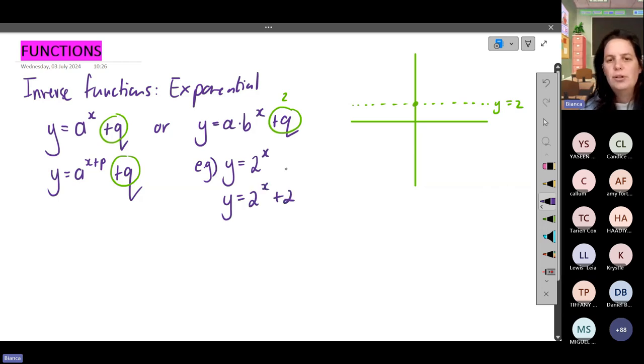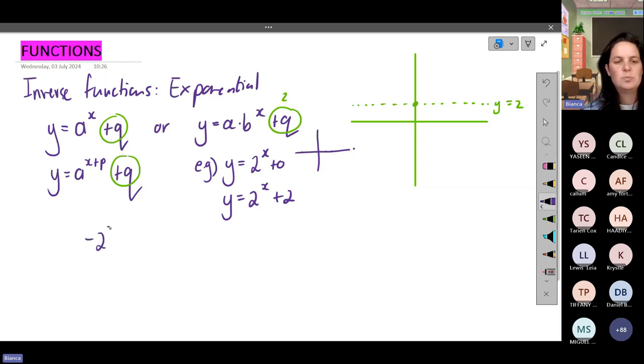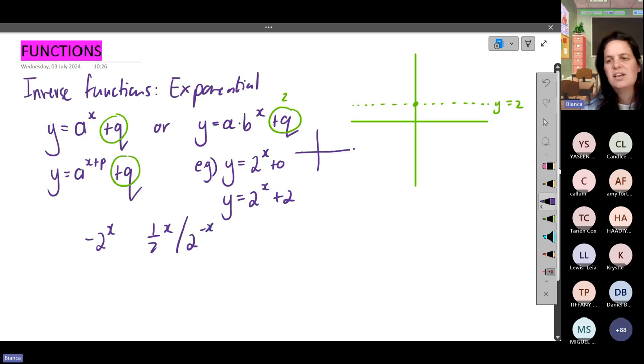Okay, so this one over here, this asymptote is 0, so it lies on the axis over there. And this 2 would mean that it's an increasing function. But to be honest with you, sometimes they look like this, negative 2 to the power of x, or they give you a half to the power of x, which is the same as 2 to the power of negative x. There's all different ways that this graph could look.